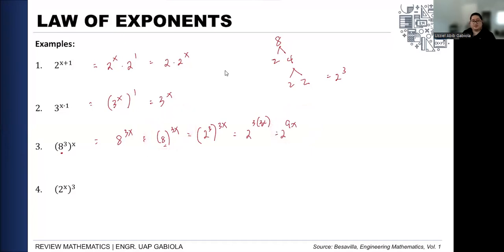So that is why in algebra, there is a lot of manipulation you can do, and without knowing the rules, you cannot perform that. That's number 4. 2x raised to 3. This is easy now. It is like 2x times 3. So that is 2 to the 3x.